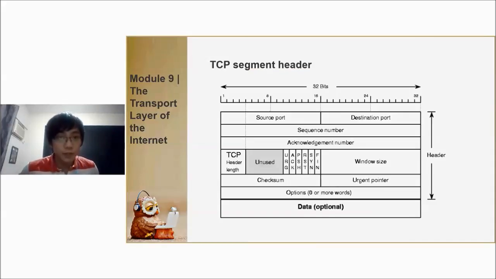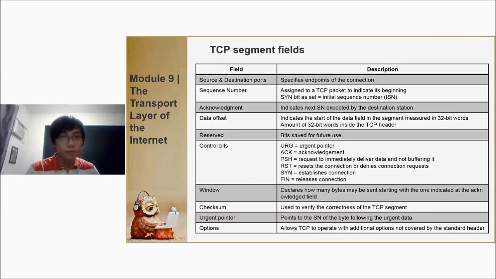Here we have a figure of a TCP segment header. It has the fields and definitions corresponding here. The crucial ones are the SN, the sequence number, which is assigned to a TCP packet to indicate its beginning. If the SYN bit is set, it's actually the beginning, the initial sequence number. Then we also have the acknowledgement, requesting the next SN. Then we have the control bits and, of course, the checksum to verify correctness.